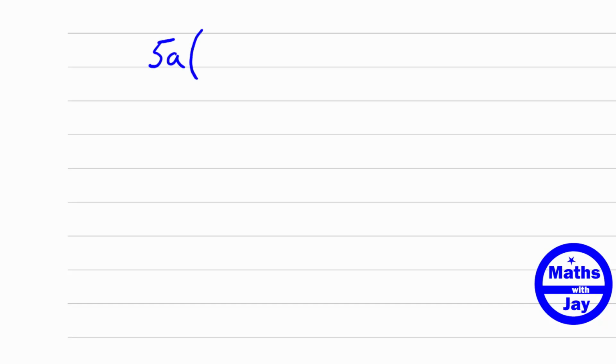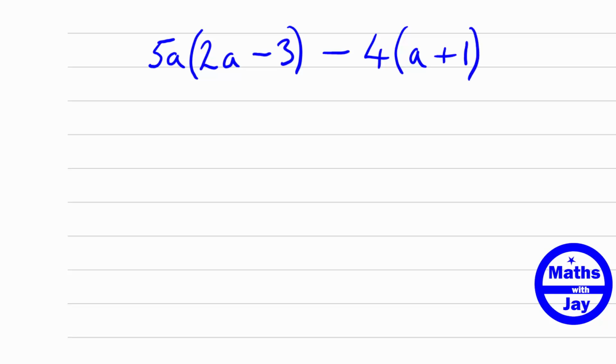So we're going to expand and simplify 5a times 2a minus 3 minus 4 multiplying a plus 1. When you've got a question like this, it might help if you start by thinking what sort of answer you're expecting to get. When you're asked to expand and simplify, very often the expanding means multiplying out the brackets. So you won't expect to have any brackets, but once you've multiplied out the brackets, then you can often simplify by adding or subtracting some of the terms together.